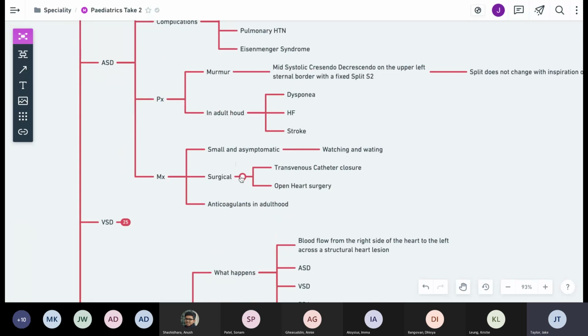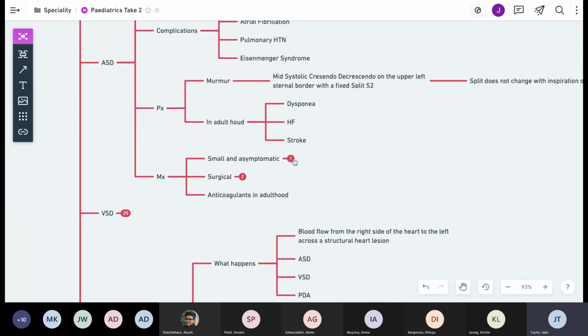And because these patients are at increased risk of stroke via clots, they have anticoagulants in adulthood, but I'm not too sure about what that is. But that's what I had in my notes.